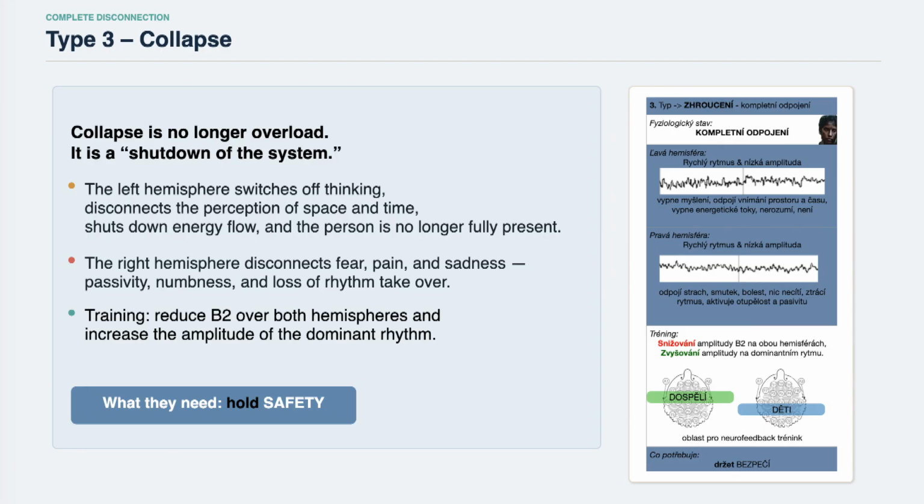The third type is collapse. Its inner message is complete disconnection. Collapse is no longer an overloaded system. It is a system that has begun to shut itself down. In this third type, we typically see a fast rhythm with low amplitude over both hemispheres.